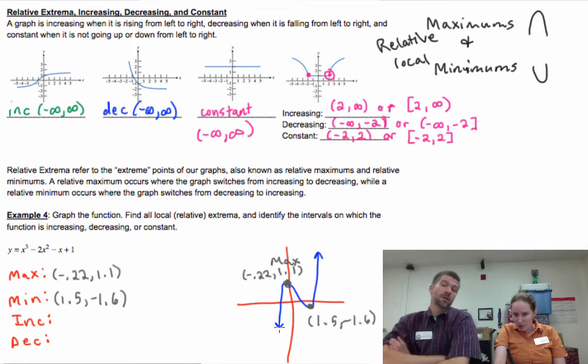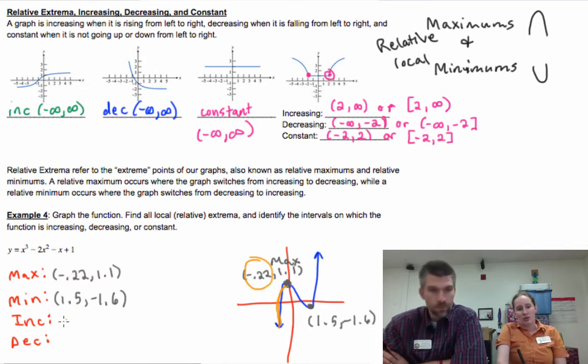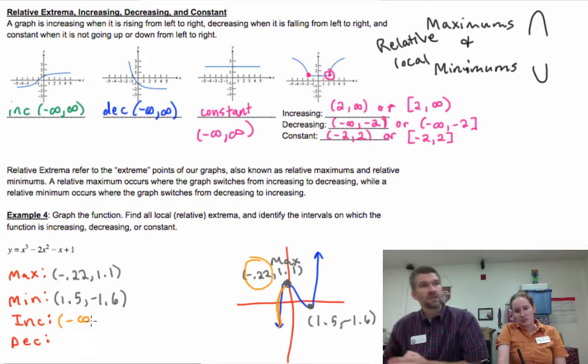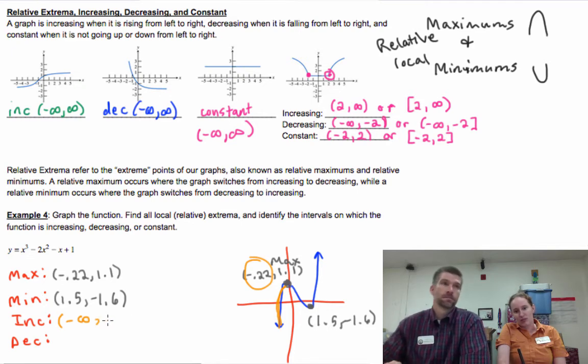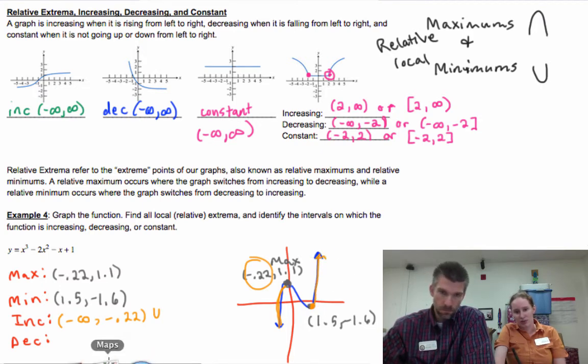And so we're starting off increasing until we get to here. Now what's important is we care only about the x value. Right. What values of x is the graph increasing? So we're going from negative infinity to negative 0.22. And then we actually start increasing again from here up. So from 1.5 to infinity.